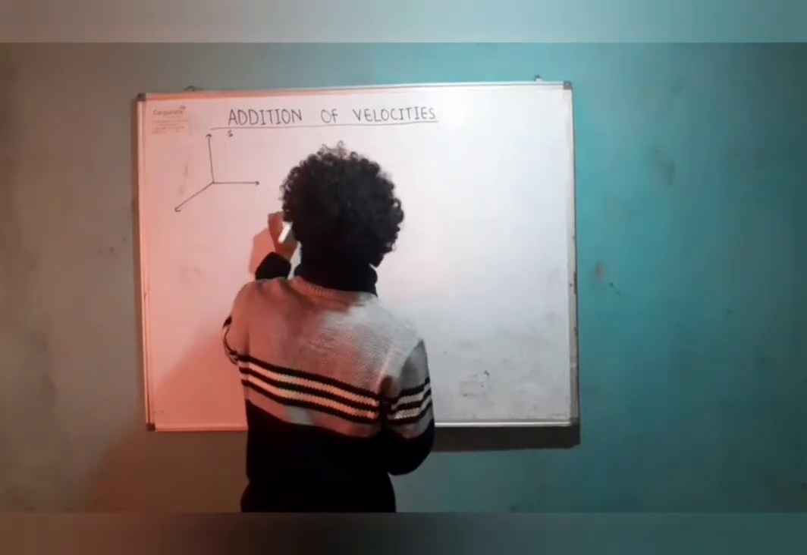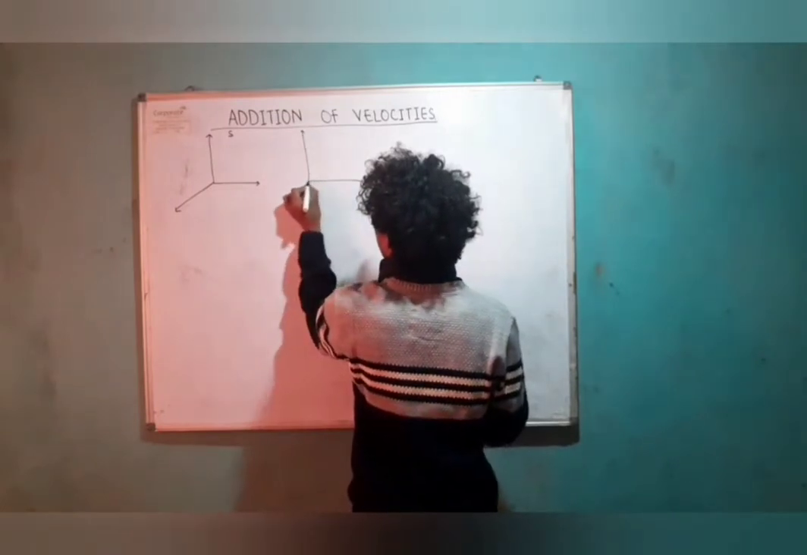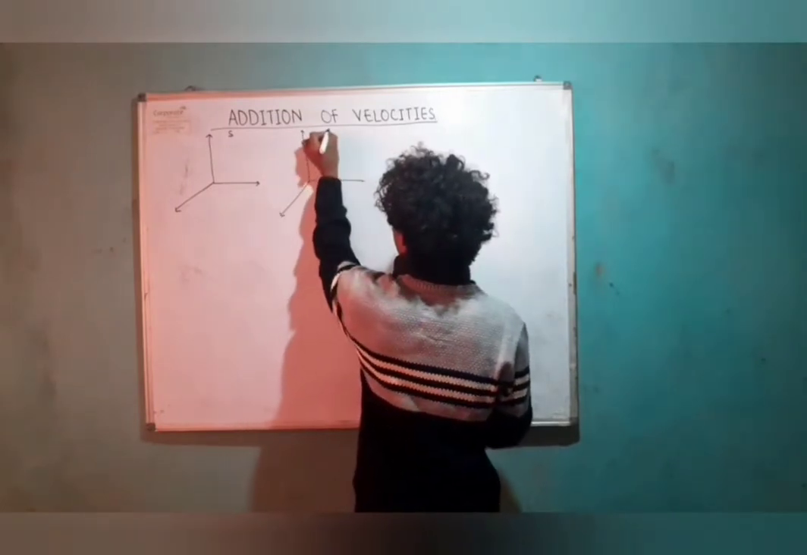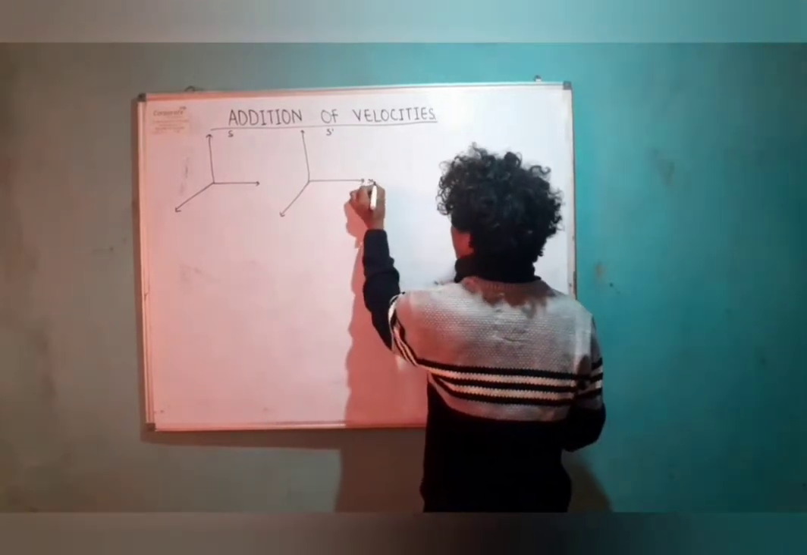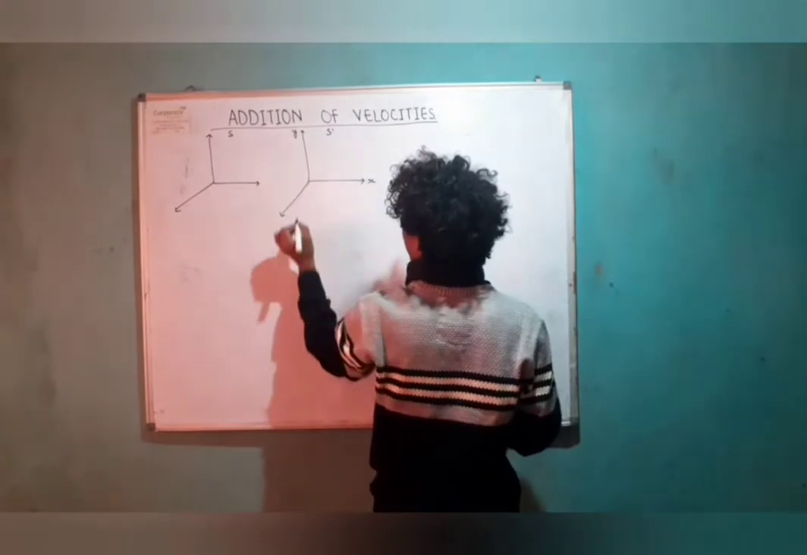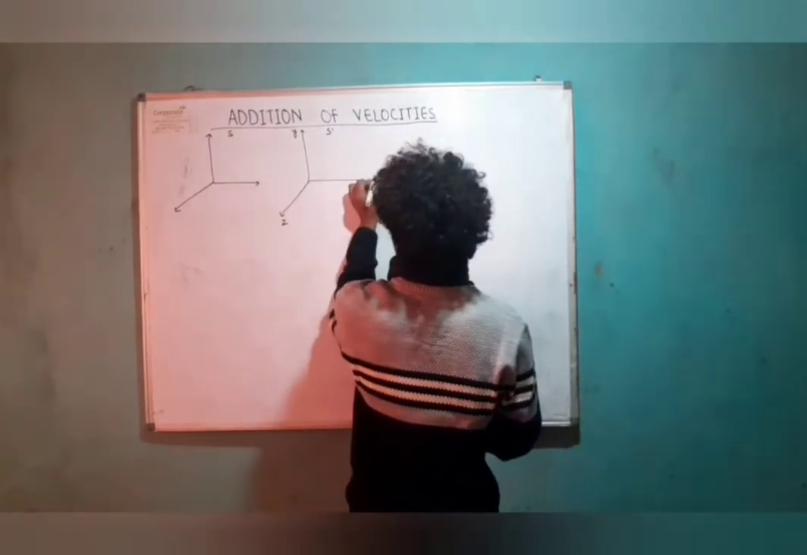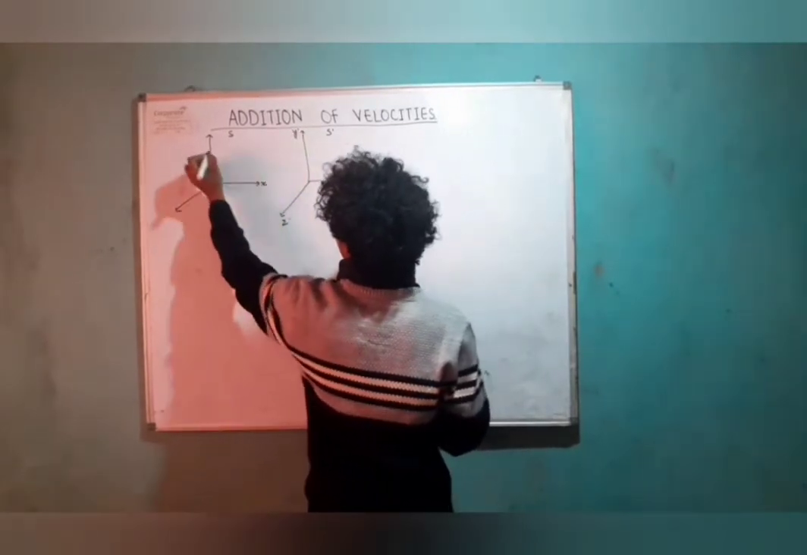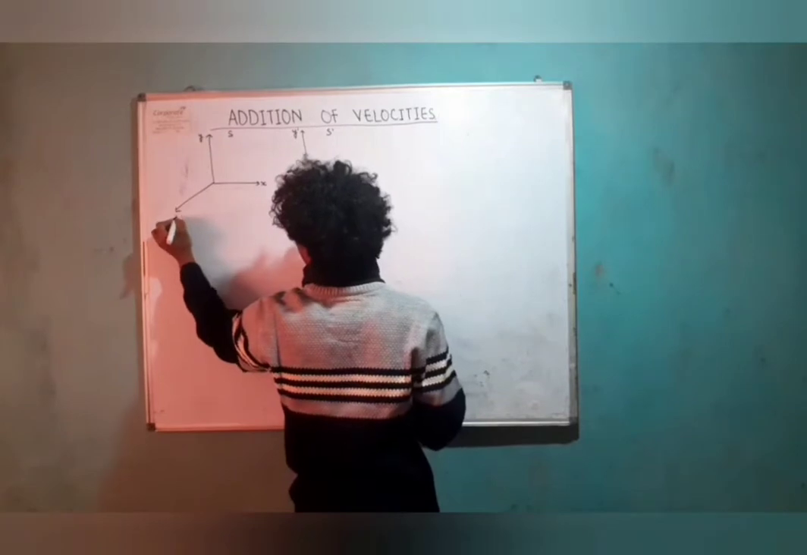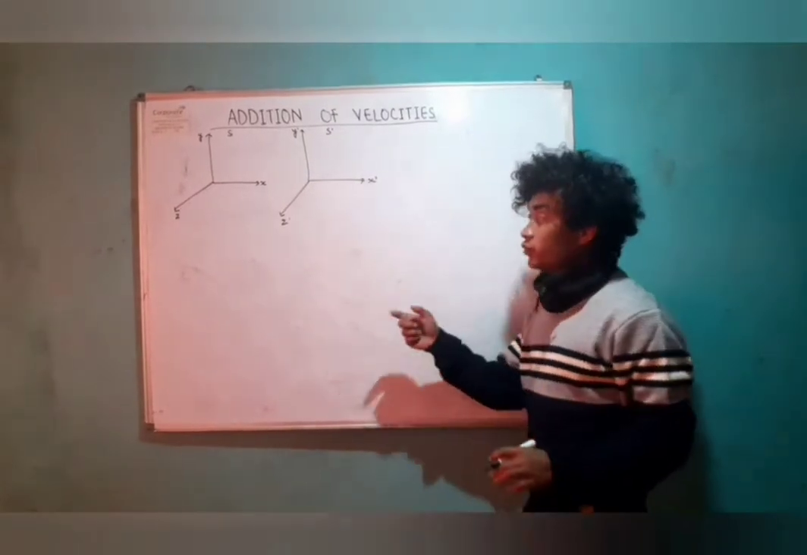S frame and S prime frame. X coordinate, Y and Z. X prime, Y prime, Z prime, and X, Y, Z. So whatever the assumption we have taken here, we are going to write here.